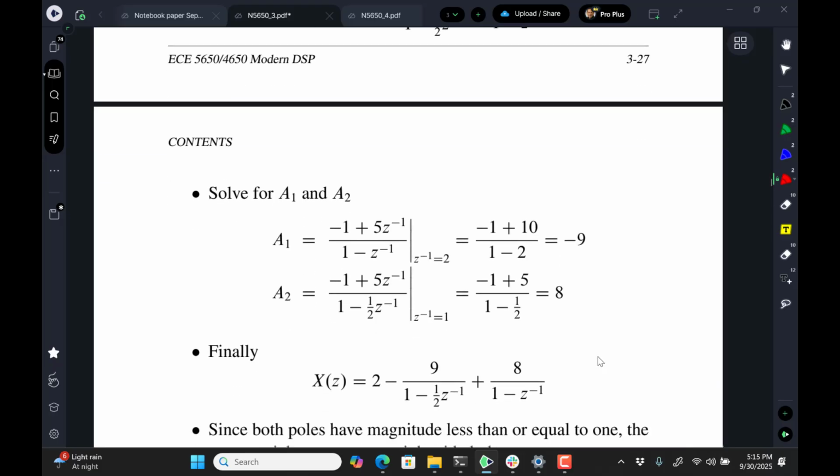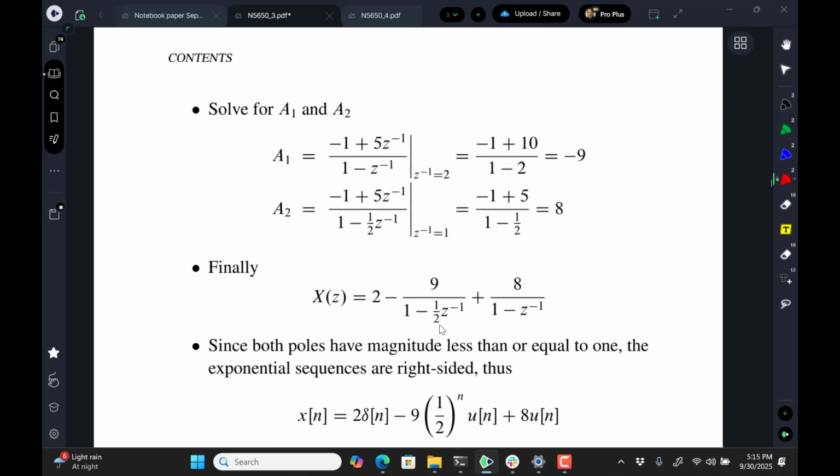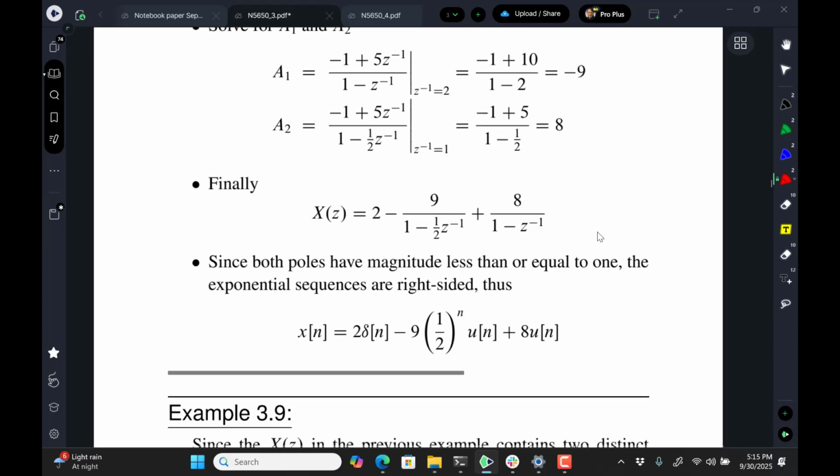Do the same thing for the second residue and get 8. And then put it back together, and there it is. We just have to inverse transform term by term. And because of the fact that the region of convergence is the exterior of a circle, in this case radius 1, we know both sequences are right-sided, right? There's no 1 left, 1 right, 2 left. They're both right-sided.